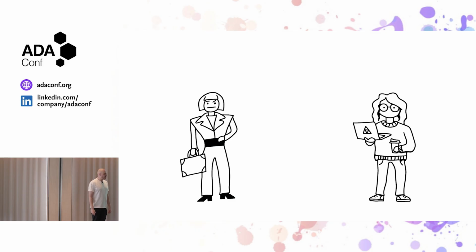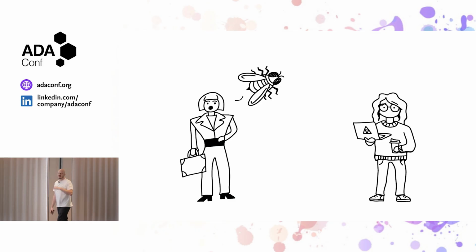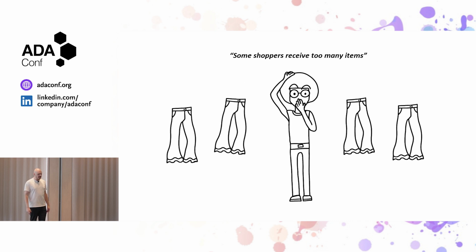Well, at least for a little while, because they're going to come back to us unhappy at some point because, yes, they've found a bug, haven't they? So there's always going to be at least one bug. So what's the bug? Some shoppers receive too many items.